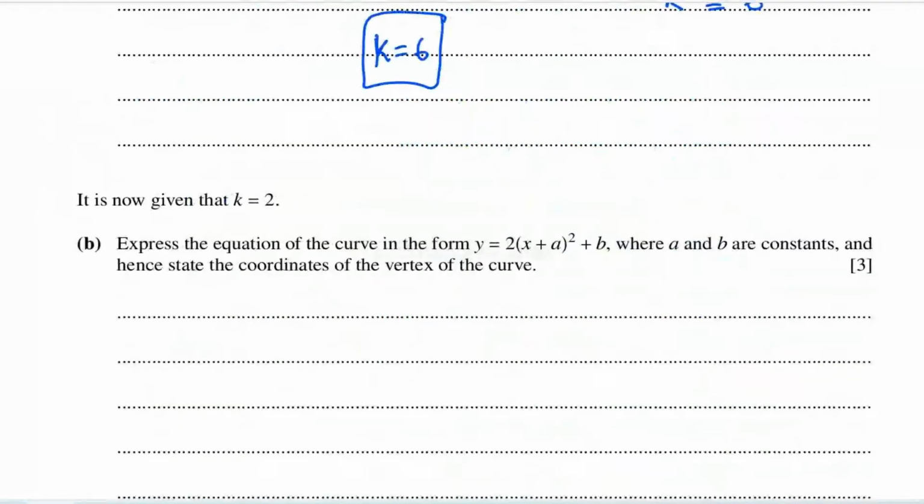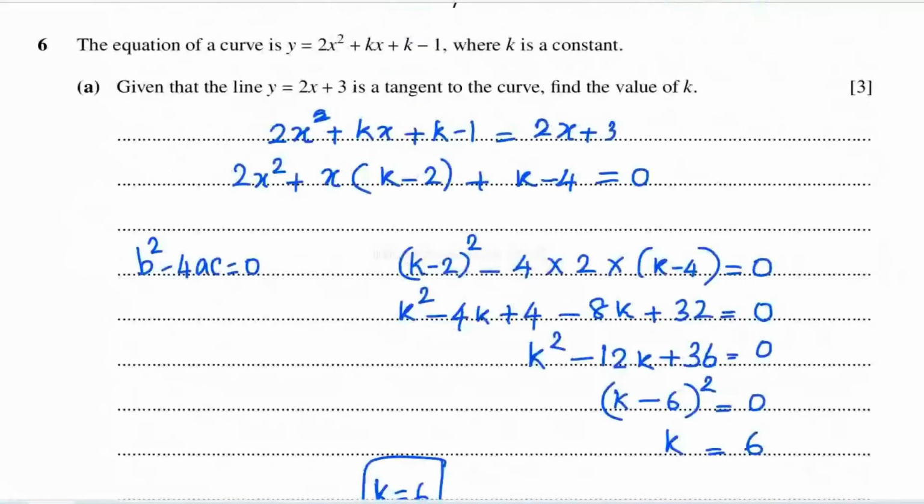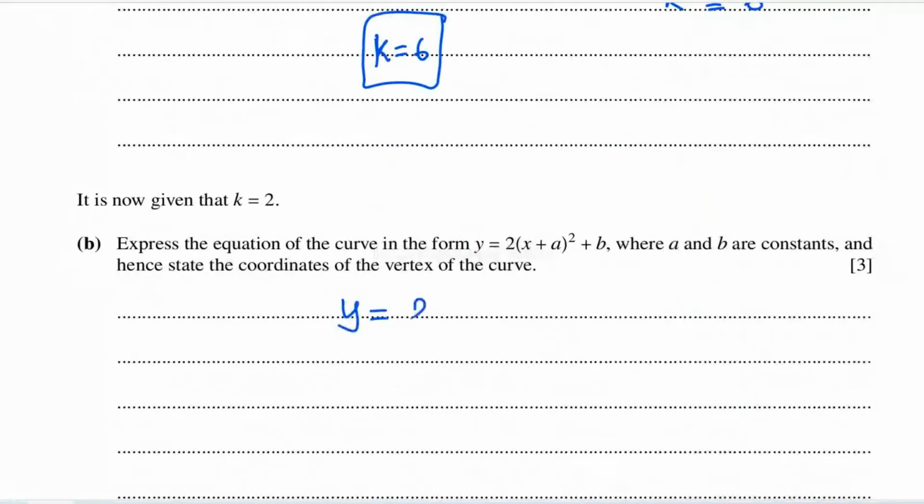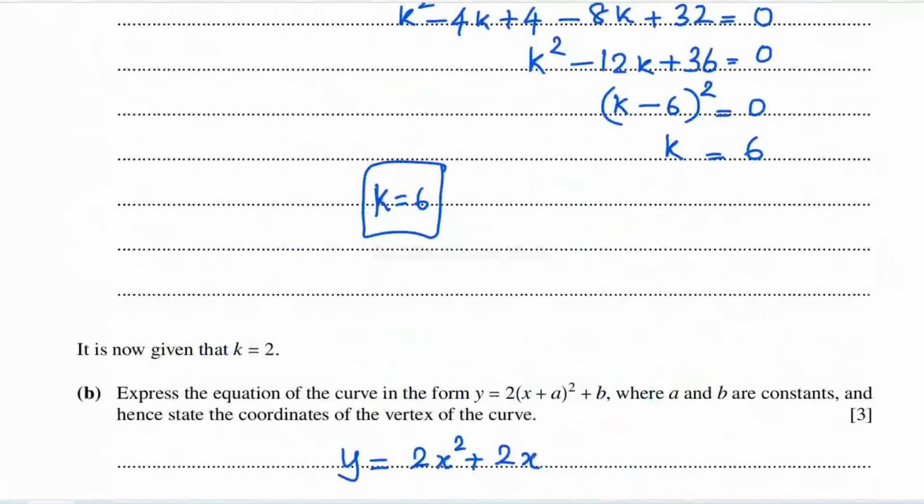Next, it is now given that k is equal to 2. Express the equation of the curve in the form y is equal to 2 multiplied by x plus a the whole square plus b, where a and b are constants, and hence state the coordinates of the vertex of the curve. So y is equal to 2x square plus 2x plus k minus 1 is 1.